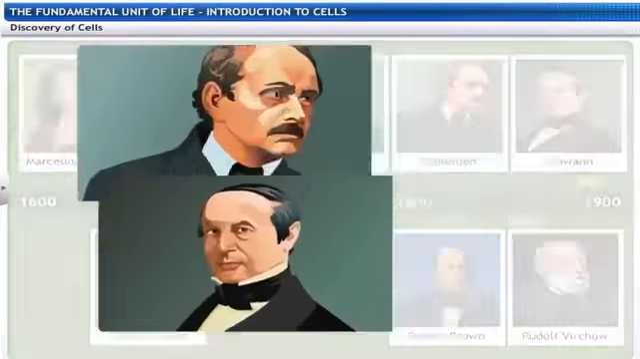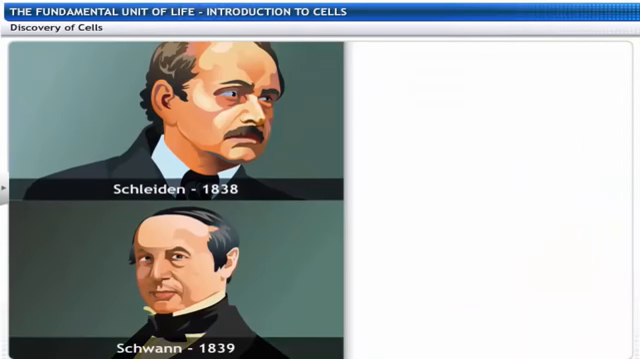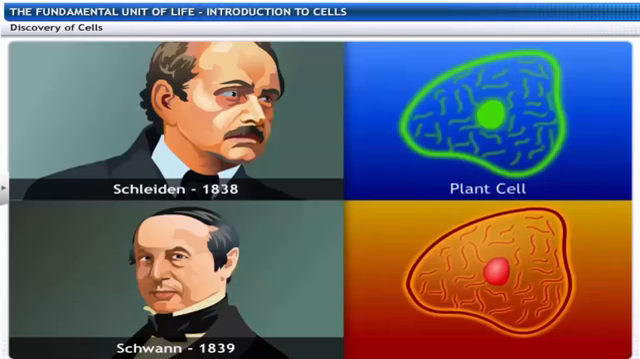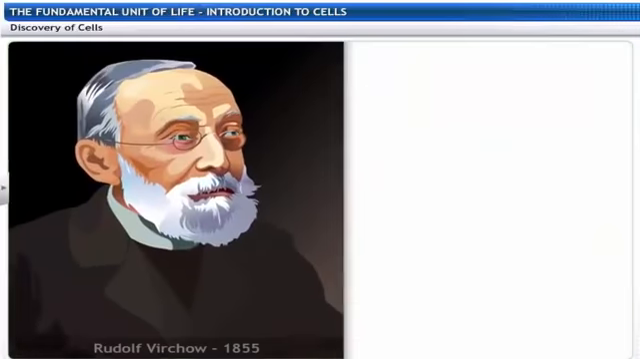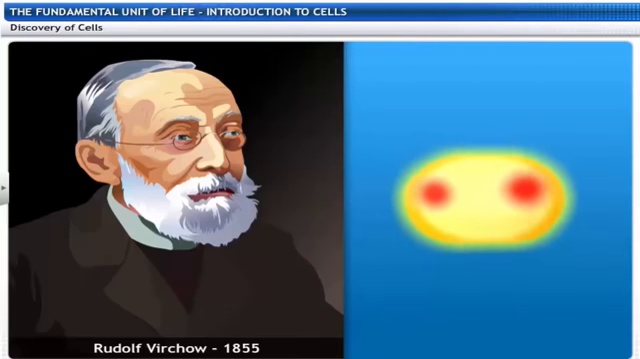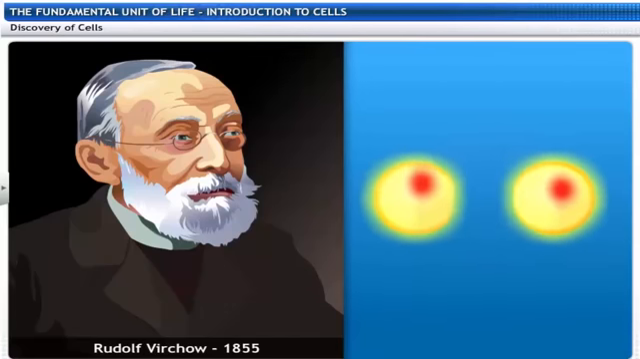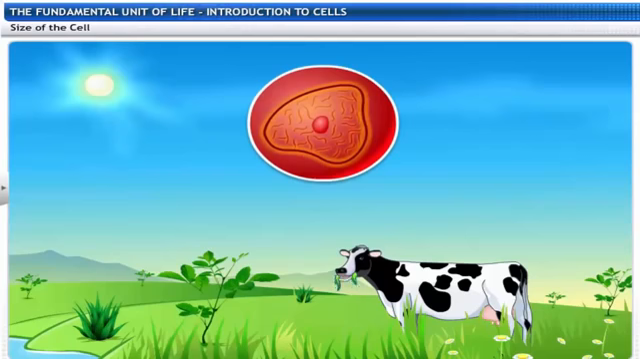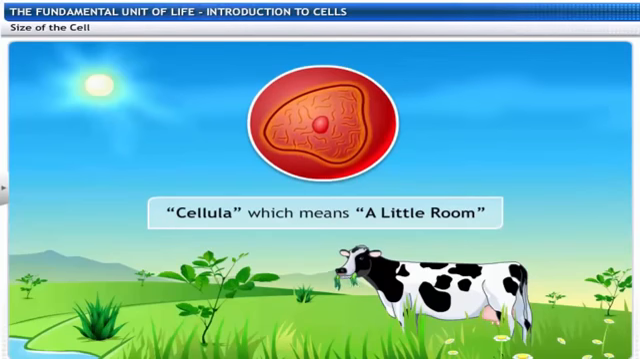Two biologists, Schleiden in 1838 and Schwann in 1839, proposed the cell theory that all plants and animals are composed of cells. Rudolf Virchow in 1855 further expanded the cell theory by saying omnis cellula e cellula, which means all cells arise from pre-existing cells. All living organisms are made of cells. Cell is derived from the Latin word cellula, which means a little room.